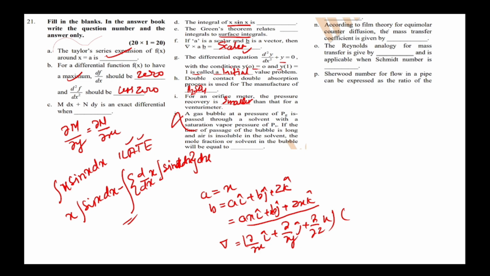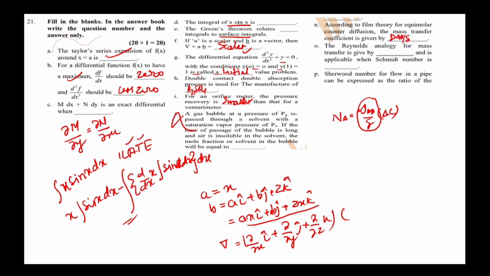According to film theory of equimolar quantity, mass transfer coefficient is film theory. Na is equal to DAB upon del C. Mass transfer coefficient, this DAB upon del.